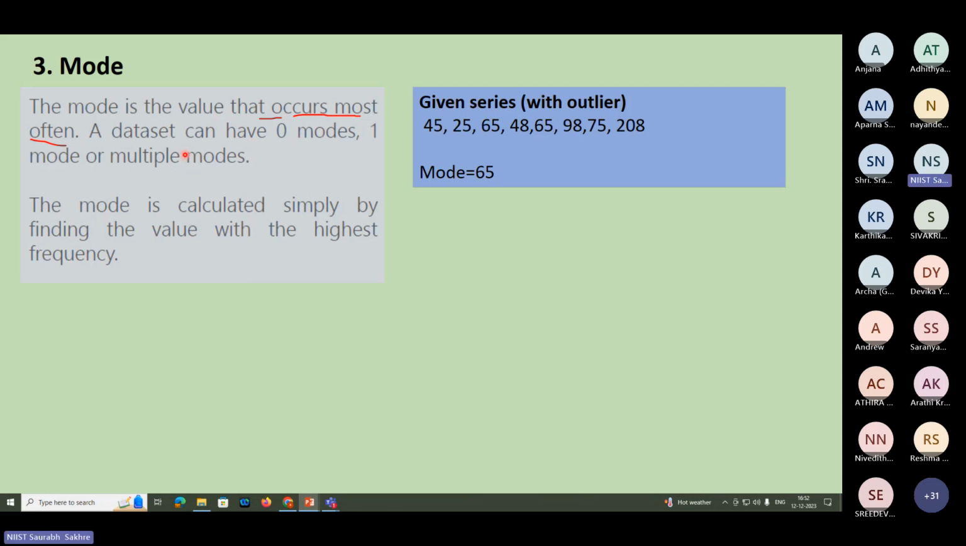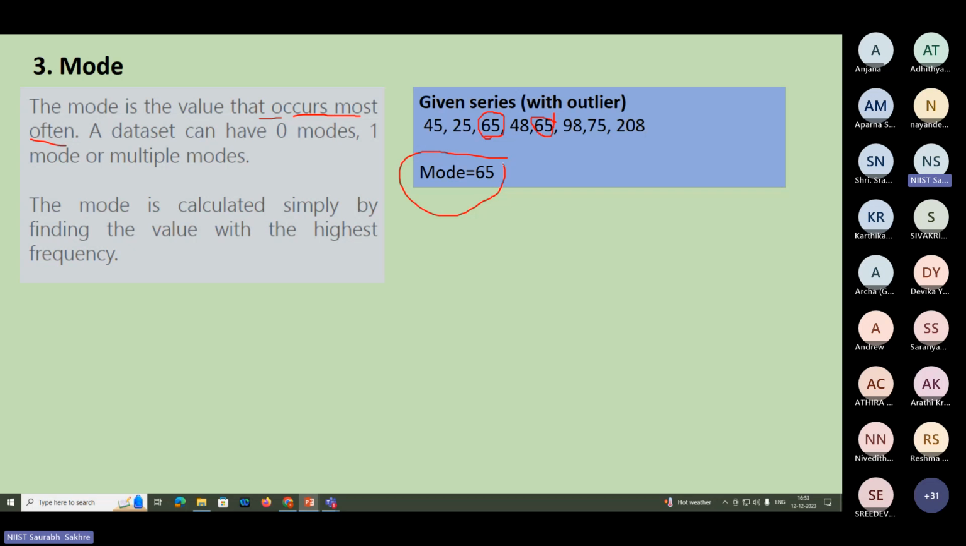So how do we calculate mode? The mode is calculated simply by finding the value with the highest frequency. Now here if you see 45, 25, 65, 48, 68, 98, 100, 200, all other values are repeating once only. But 65 is coming twice. So 65 is my mode.